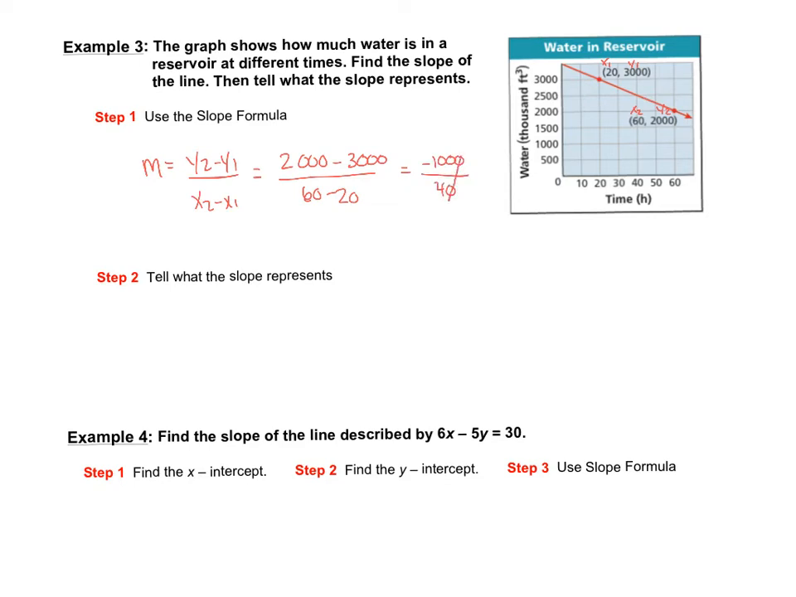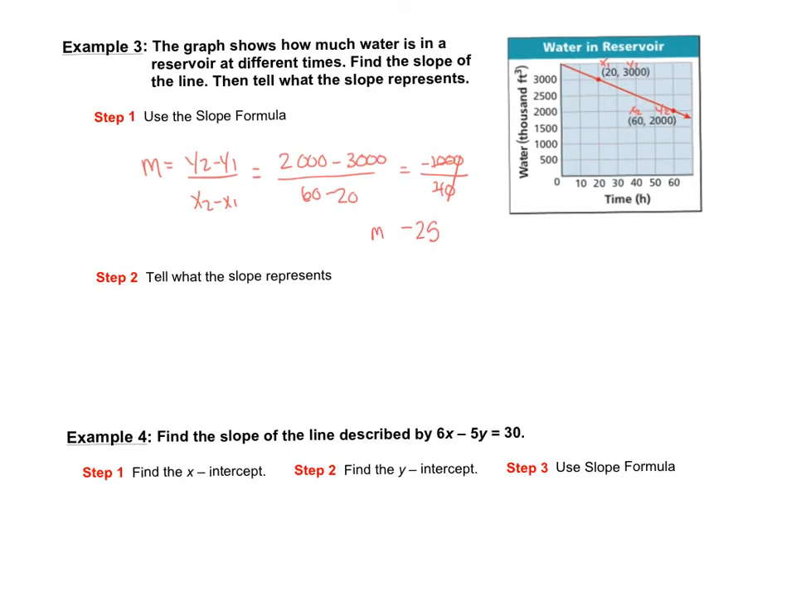Let's simplify this. Divide both of these by 4. We get -25. Notice my slope is negative, and so is my line. So that's perfect. And what does this slope represent?